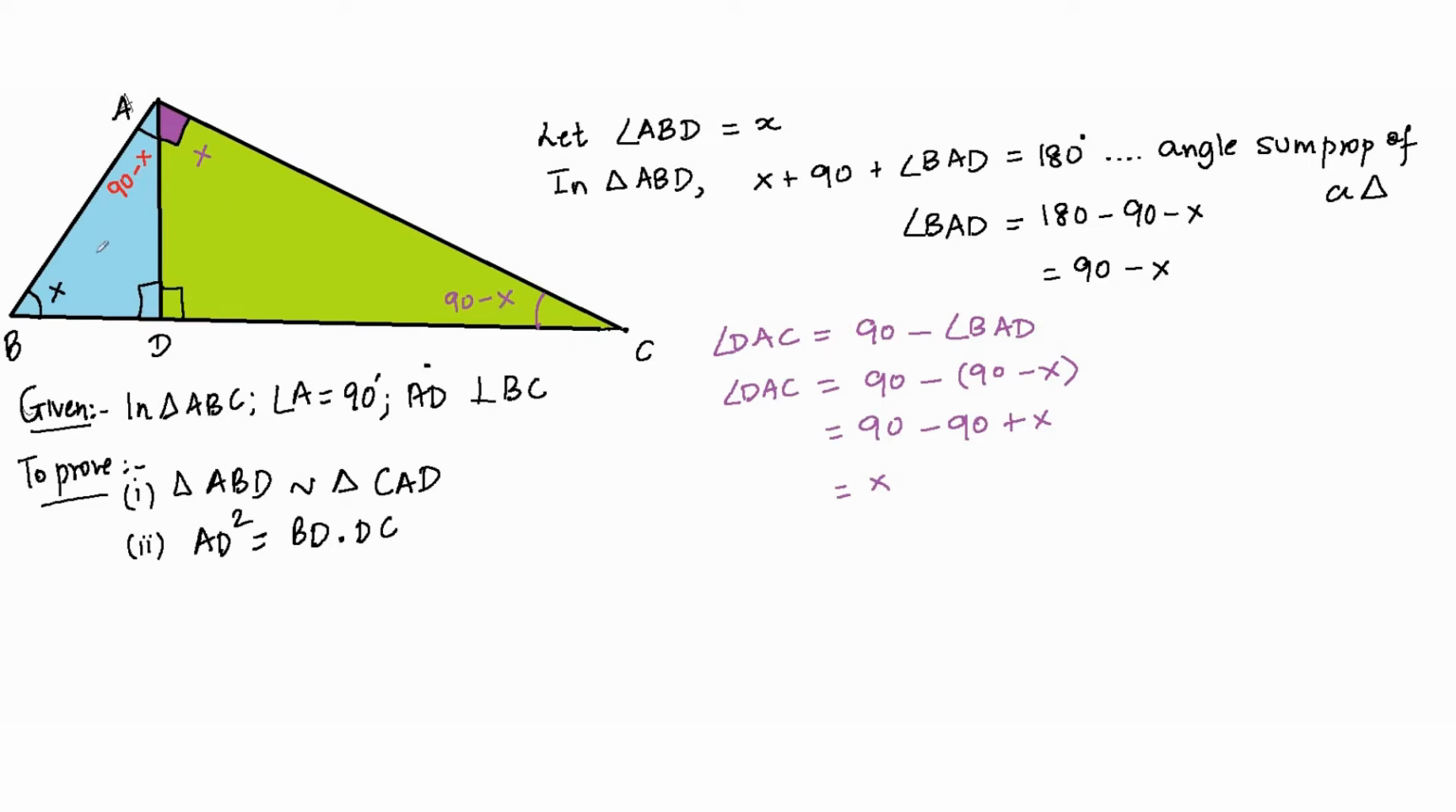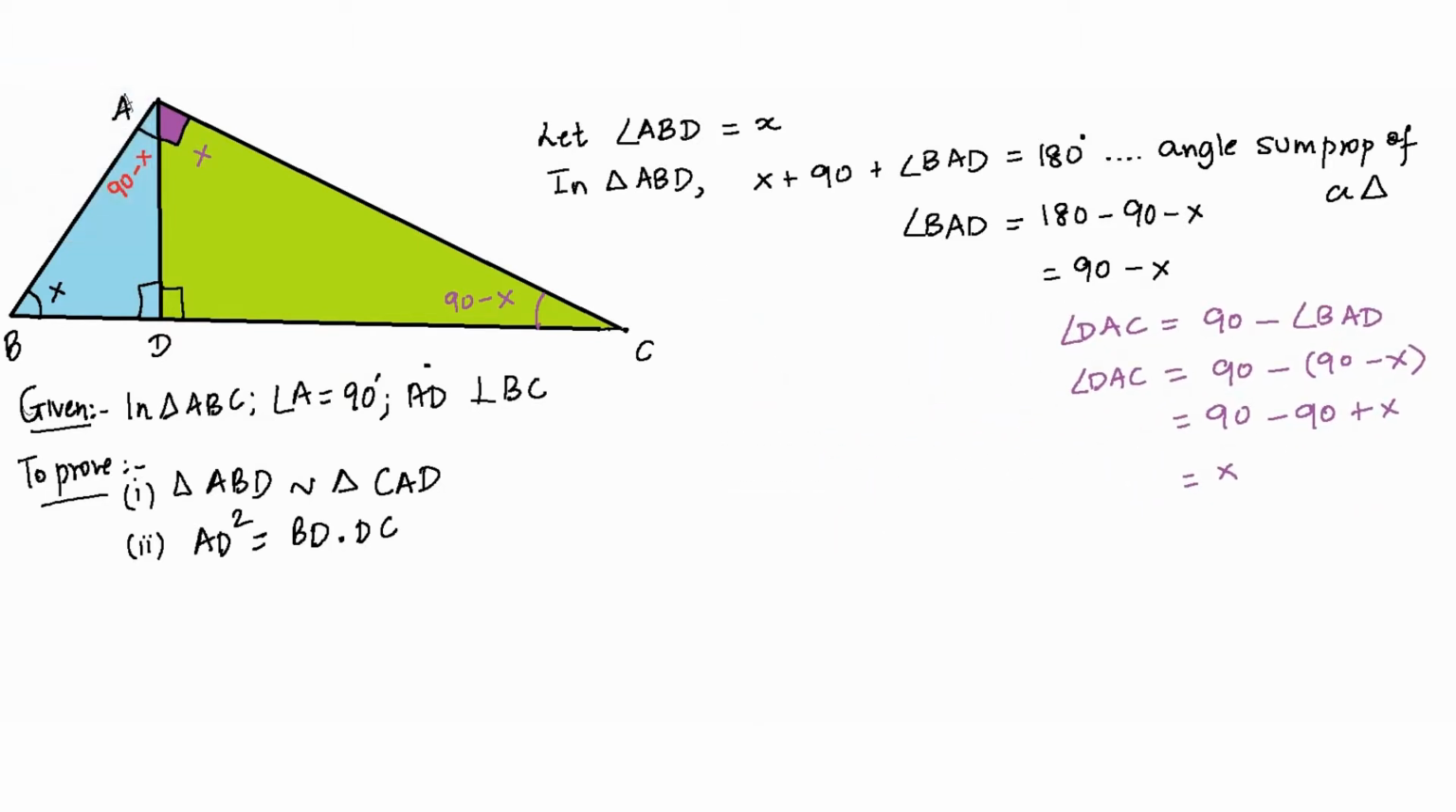Therefore, now if you notice, these two triangles have the same set of angles. You will notice that they have angle X, then they have 90 minus X, and then they have 90. So I can consider these two triangles for similarity, right? So we can now consider triangles for similarity. So now let's consider triangle ABD and triangle CAD for similarity.